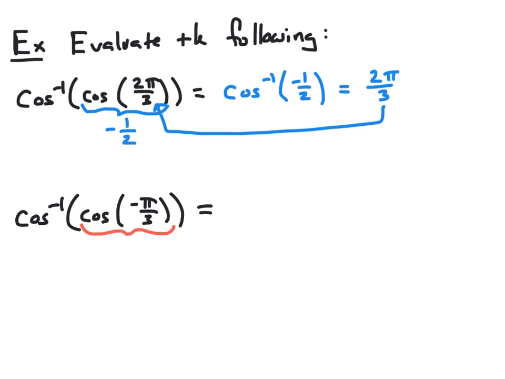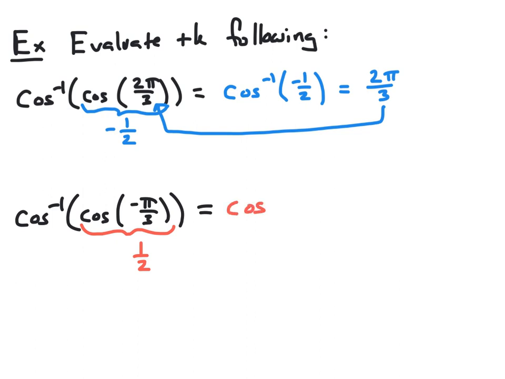We know the cosine of pi over 3 is 1/2, and negative pi over 3 is an angle in the fourth quadrant. We get it by rotating pi over 3 radians in the clockwise direction. In the fourth quadrant, the cosine is positive, and so the cosine of negative pi over 3 is 1/2.